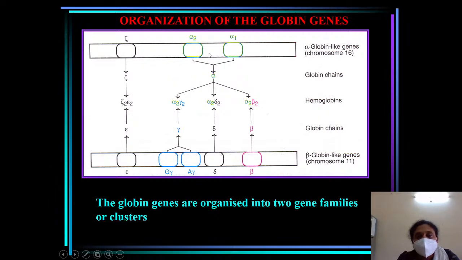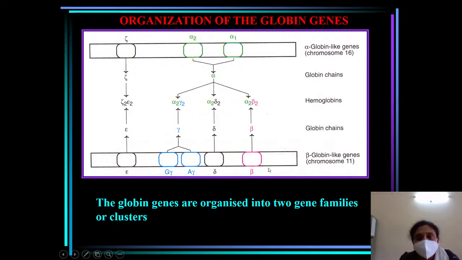The genes responsible for synthesis of 2 alpha globin chains are located on chromosome number 16. The alpha 1 and alpha 2 genes are responsible for synthesis of the 2 alpha globin chains, which are located on chromosome number 16. Along with that, there is the zeta globin gene, also present on chromosome 16, which is active during embryonic life.